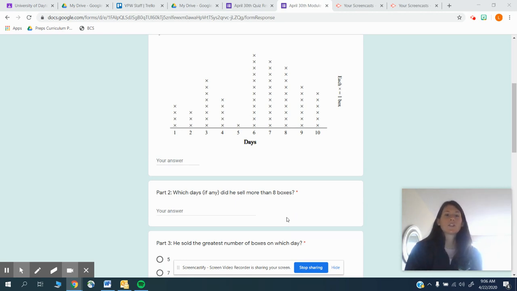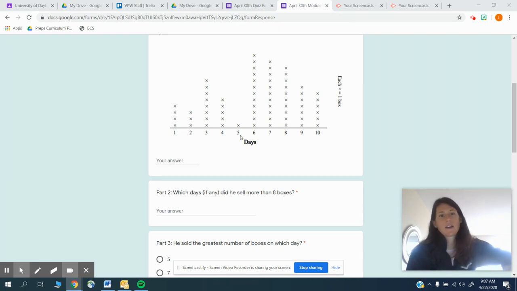The key to this question is it says more than. More than. So not 8 boxes, not 7 boxes, not 6 boxes. It has to be greater than the 8 boxes. So you can really just kind of figure it out by looking at the graph. I like to count and make sure. So I see like 3, 6, 7, 8, 9. These all look like there's a lot of x's.